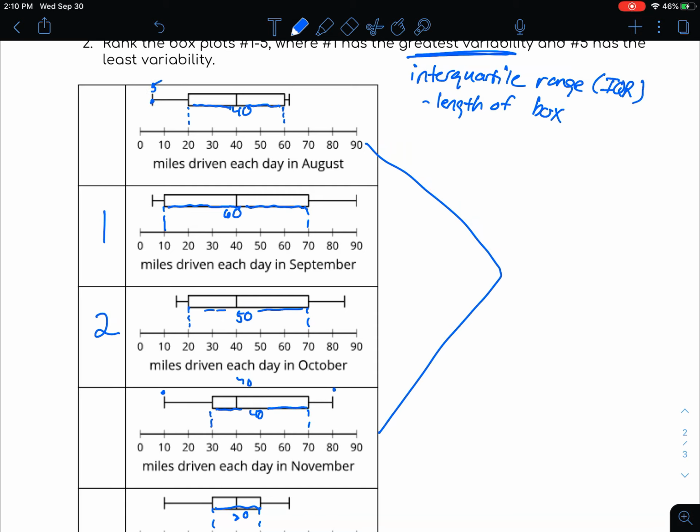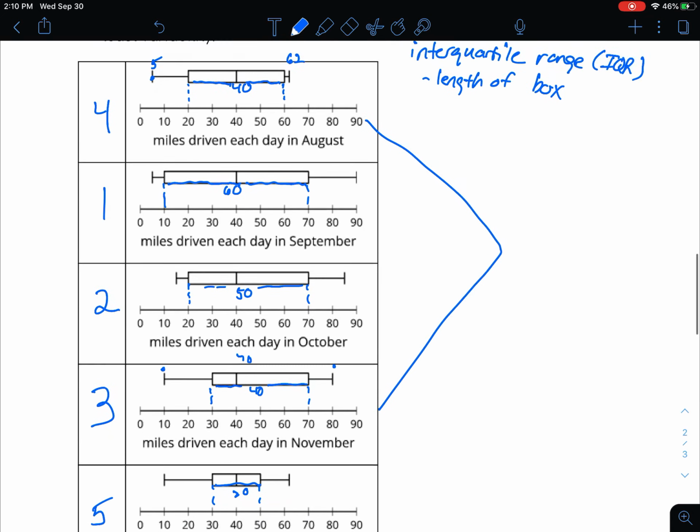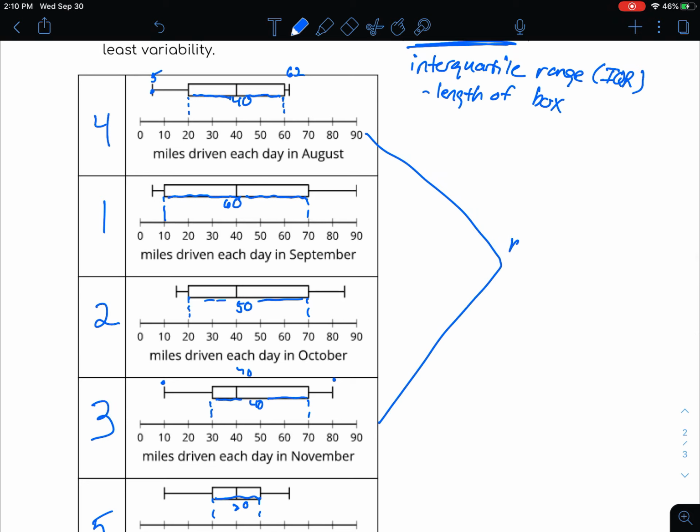And on the first one, the entire range is roughly 5 to maybe, I don't know, 62 maybe. So that entire range is a little bit less. So I would say that therefore the one with more variability would be the November, followed by August, and finally December would be last because it's got the least. So you might just make a note over here.